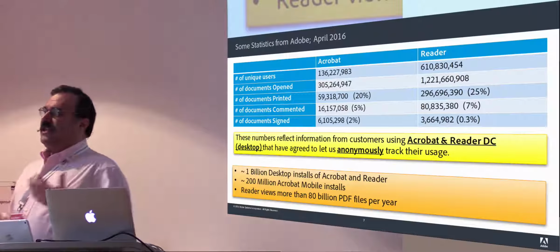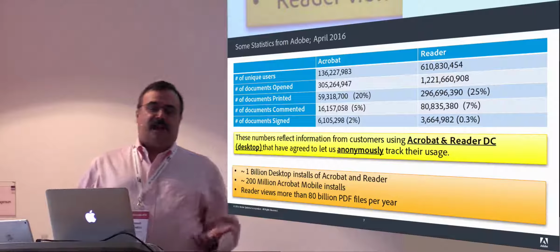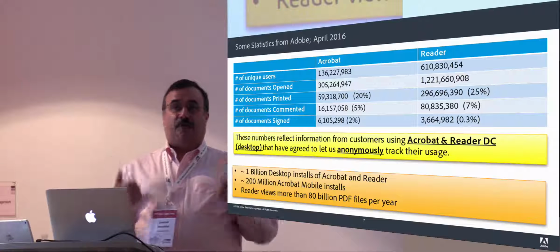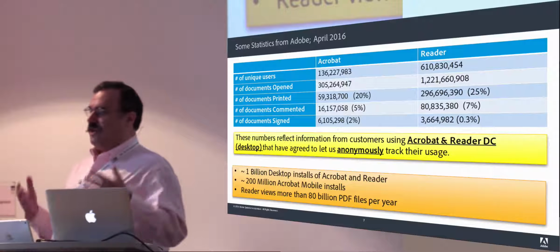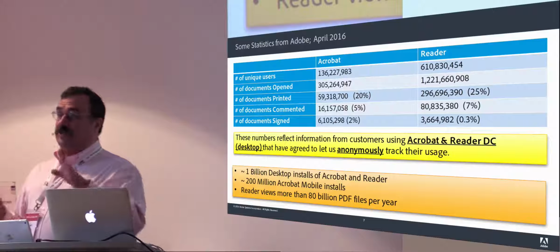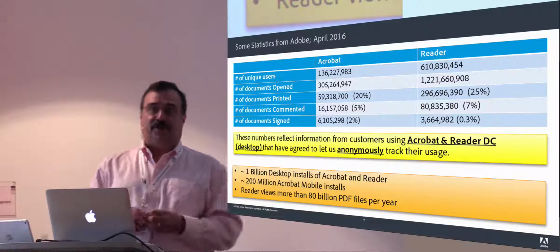So you should take these numbers as a set of numbers from a set of customers. But for us it's important. It tells us what our customers are doing. But I think it really does represent a fairly reasonable microcosm of the community at large. I think there are some exceptions, and I'll point those out as we get to them. But I think it's still fairly representative.